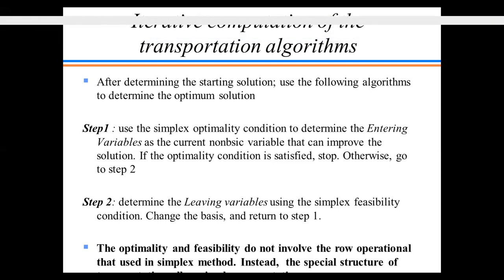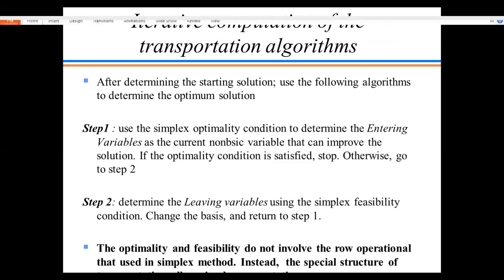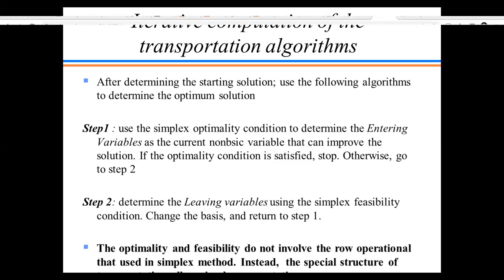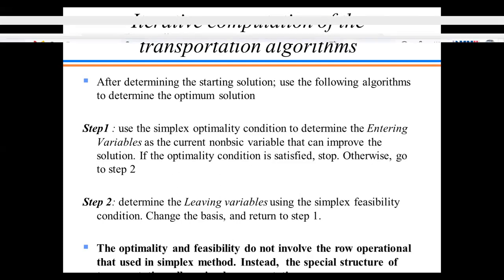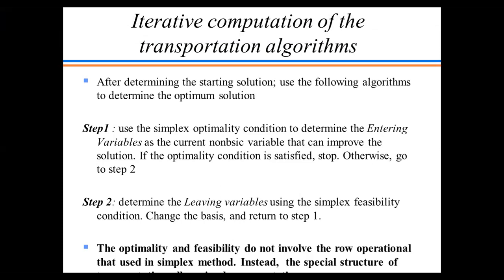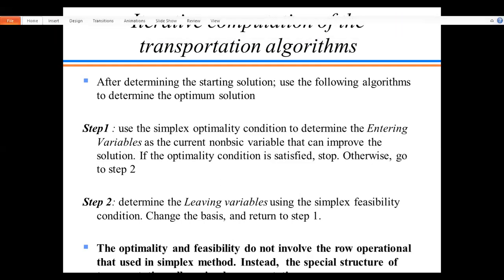In the Vogel approximation method, you need to calculate the penalty first, for each column and each row, and then you need to find the largest penalty and then implement least cost rule. And you do it until all demands are satisfied also. So we have three methods to find the starting solution or initial solution.